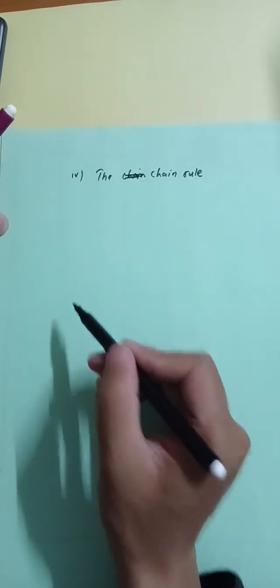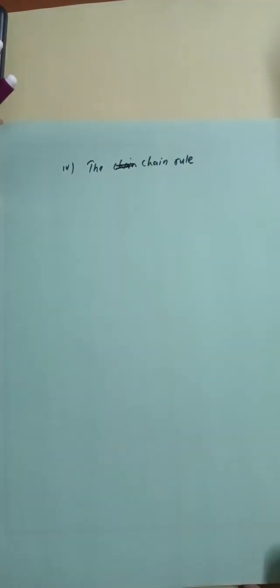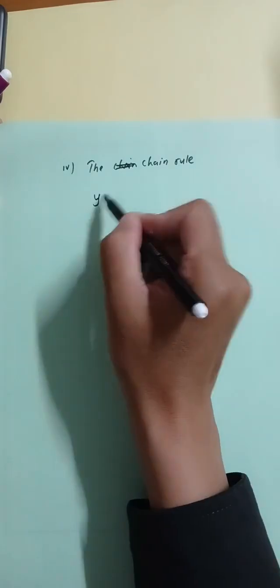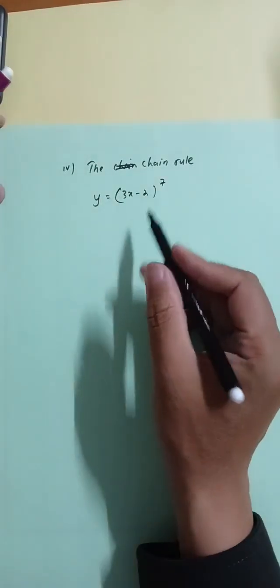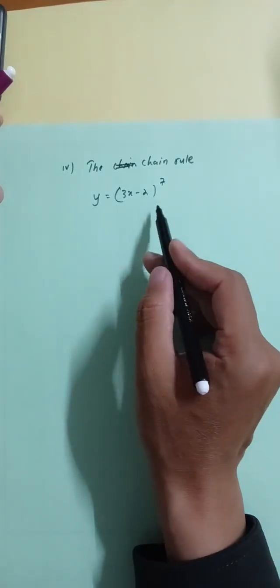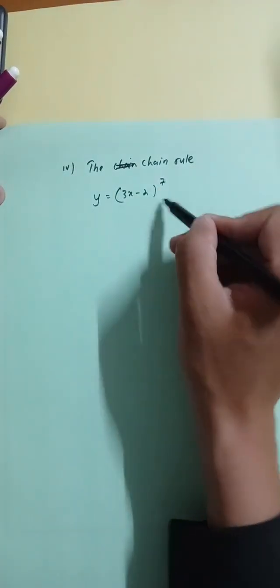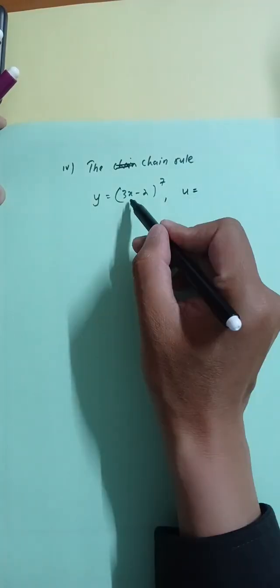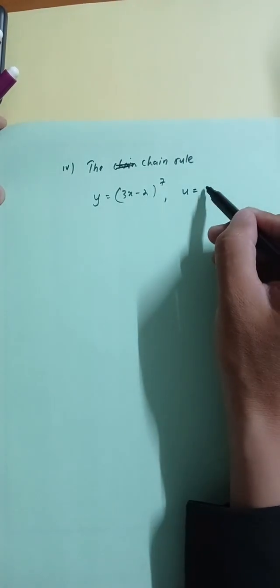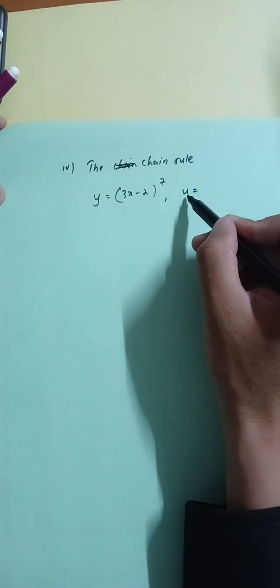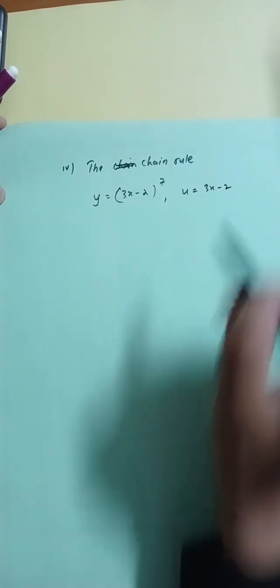Next is the chain rule. If I have, for example, y equal to (3x minus 2) whole raised to 7, in order to make this derivative easy, I can replace 3x minus 2 by u. I'm going to substitute 3x minus 2 equal to u.